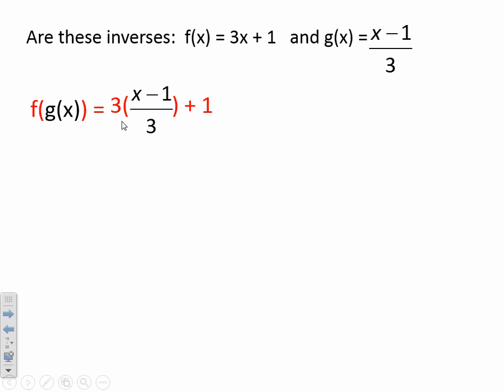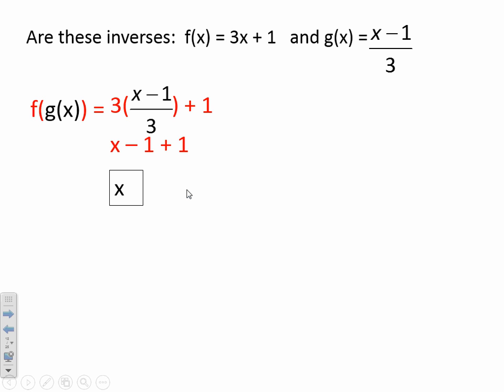Now this 3 here, remember when we multiply fractions, we should think of this 3 as a 3 over 1. If you've done some standard 1 reassessing recently, you'll realize that this 3 and this 3 down here are going to make a 1. So we're just going to be left with x minus 1 plus 1. And then minus 1 plus 1 gives us just x. Okay, f of g of x worked.